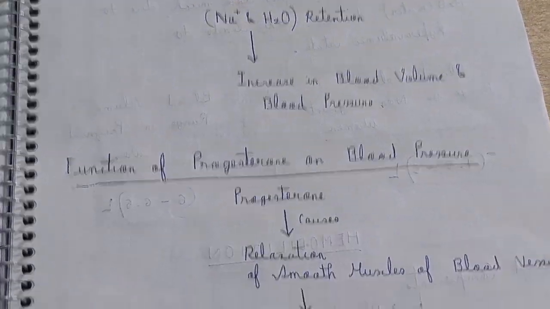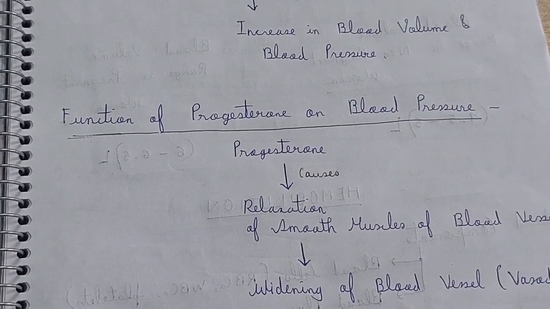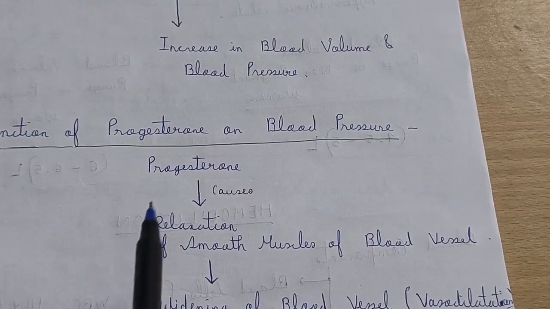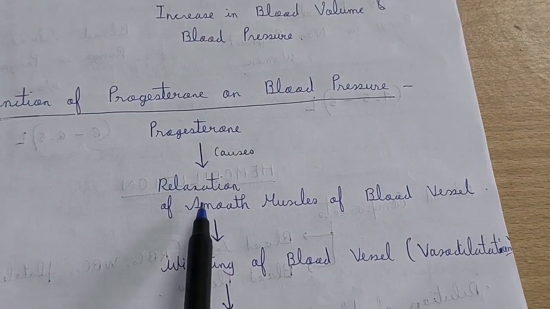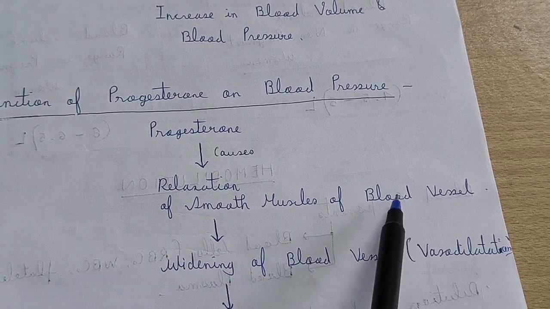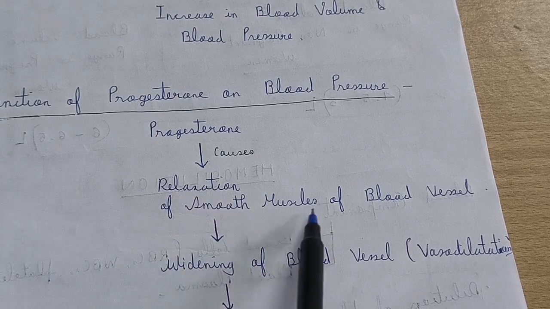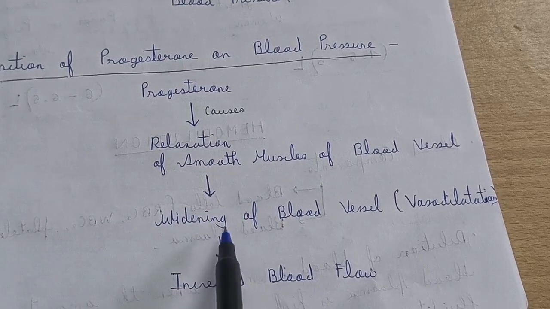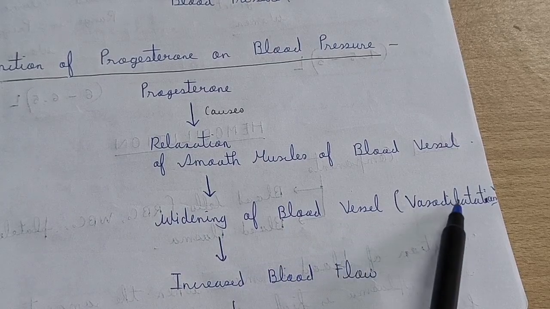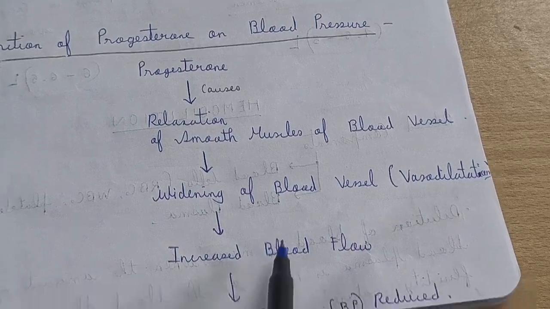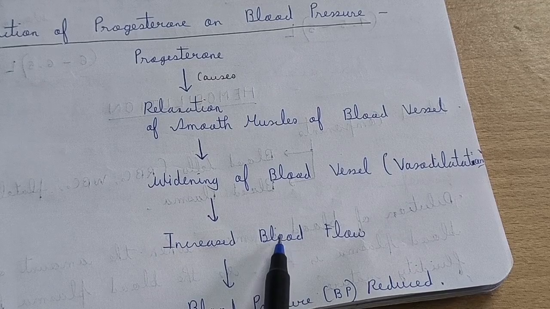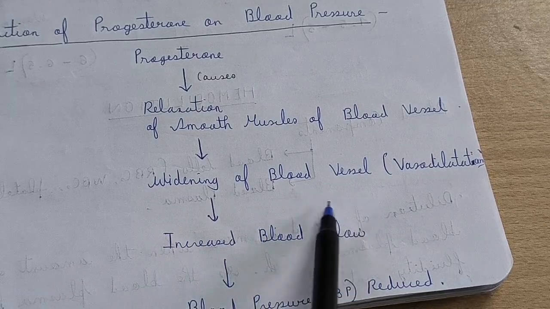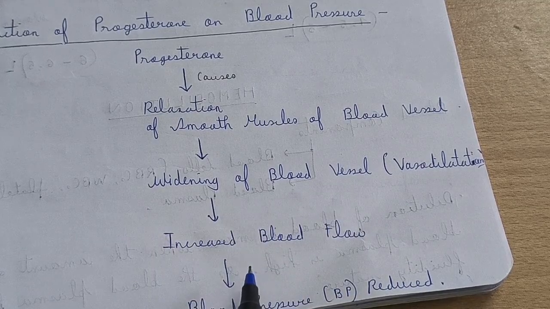Now here again, the function of progesterone on blood pressure. See that progesterone causes relaxation of smooth muscles of blood vessels. Due to this relaxation of smooth muscles of blood vessels, widening of the blood vessels is done. So this is vasodilation. Due to vasodilation, the blood flow is increased, and the blood flows smoothly and clearly.